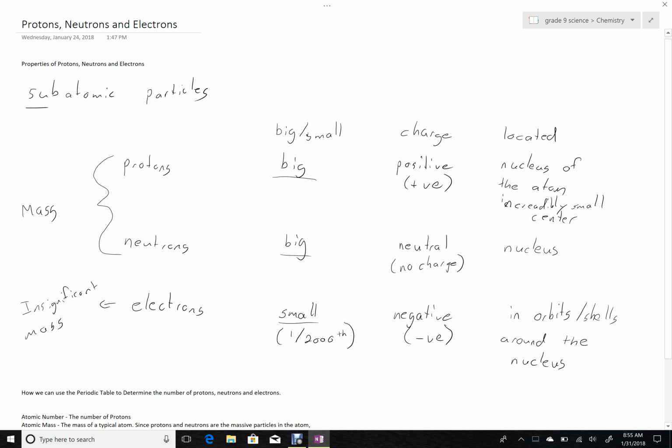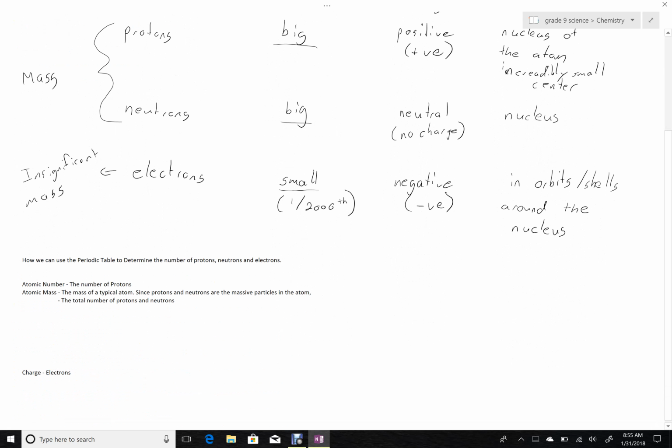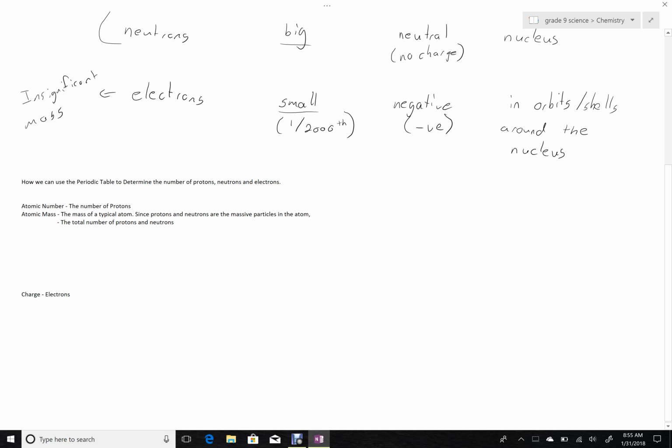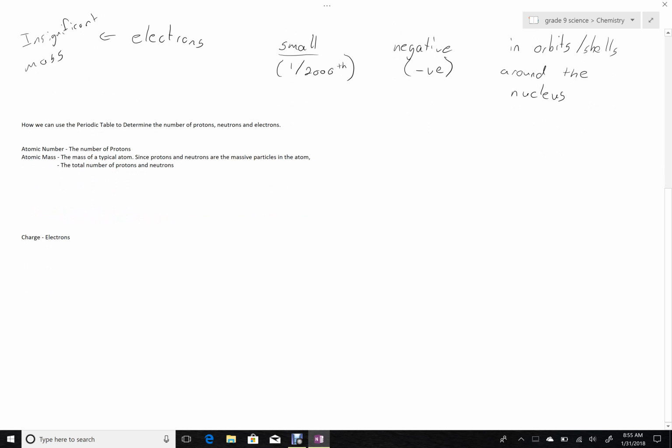Okay, with all that in hand, let's go over to the periodic table and talk about how we can determine in an individual atom, how we can use our periodic table to come up with the number of protons, neutrons, and electrons. On our periodic table, and all periodic tables are labeled a little bit differently, we're going to have two main numbers that we're interested in to help us figure this out. We're going to have the atomic number and the atomic mass. The atomic number on your periodic table is the lower of these two numbers.